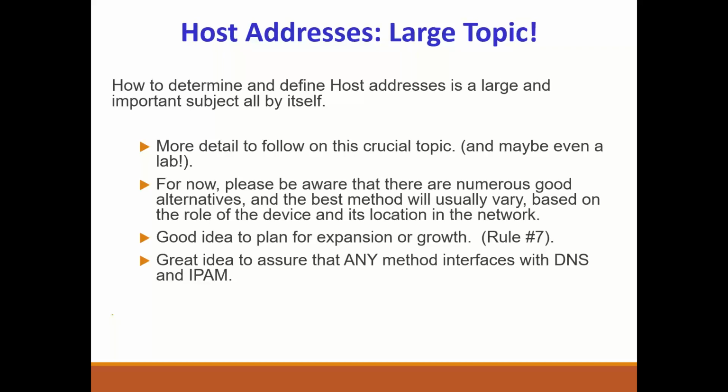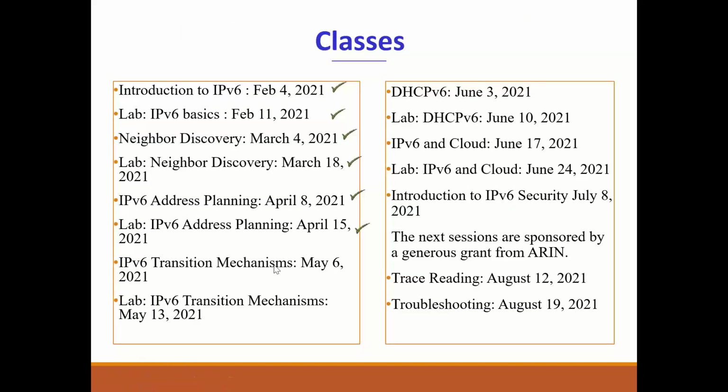As you do this, and as you pick these methods and implement them, plan for expansion or growth, good old rule number 7. And another one, because of these huge numbers that IPv6 is bringing to us, it's a great idea to assure that any method interfaces with DNS and IPAM in an effective fashion. And I think that's all for me.